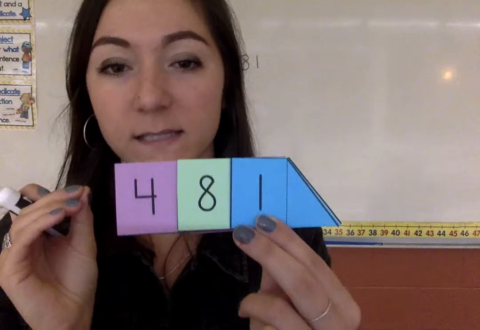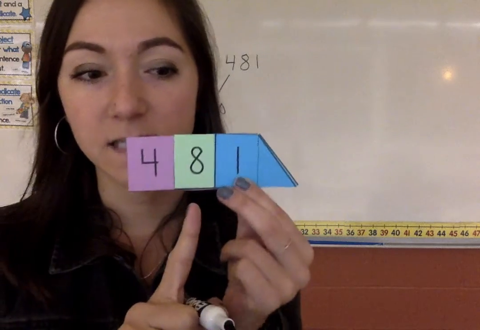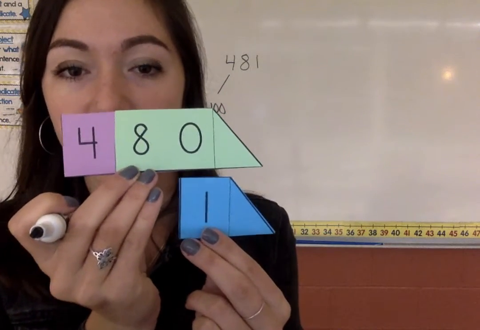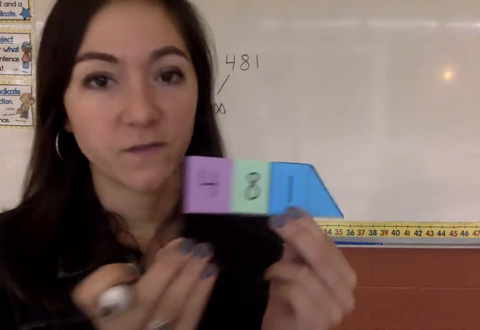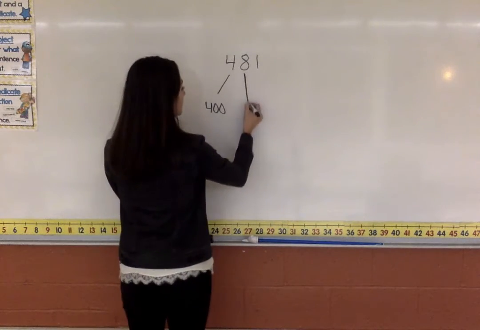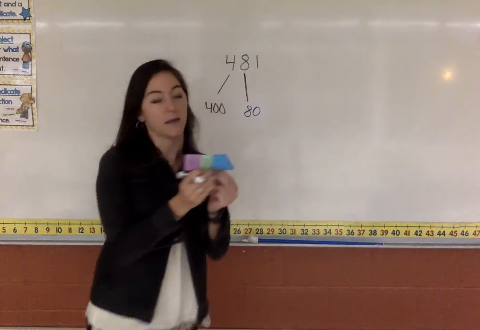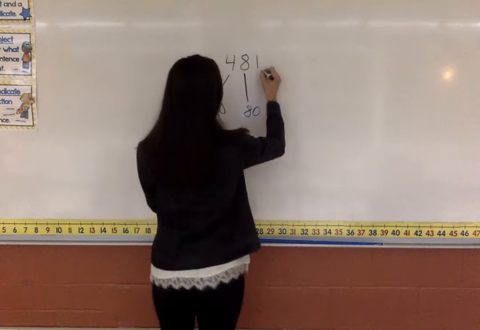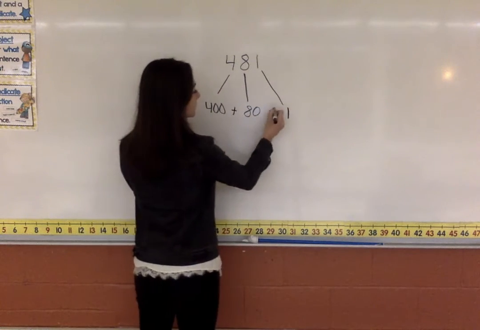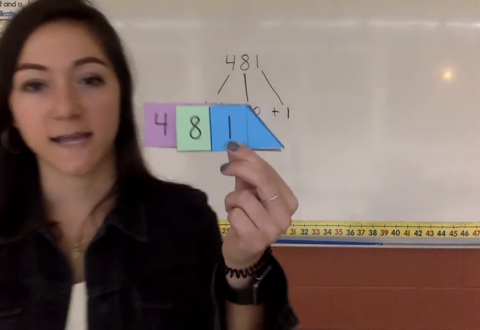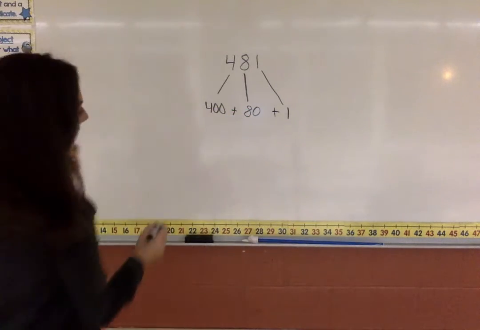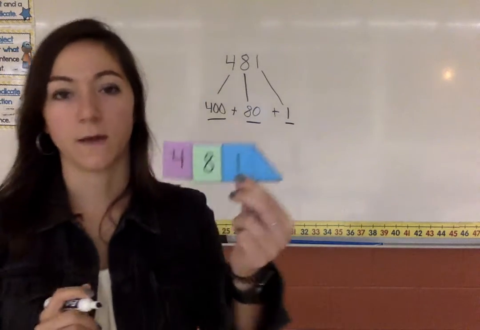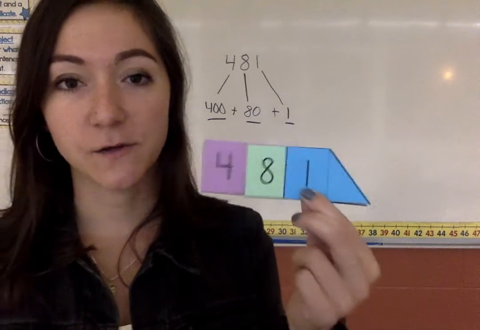And then in my tens place, I have an 8. Now, since the 8 is in the tens place, it is really representing 8 tens or 80. And we can see that 80 by breaking apart our place value cards. And this 1 is just a 1 since it's in the ones place. So 481, we can also say as 400 plus 80 plus 1. Okay, breaking apart the number really helps us when adding or subtracting.